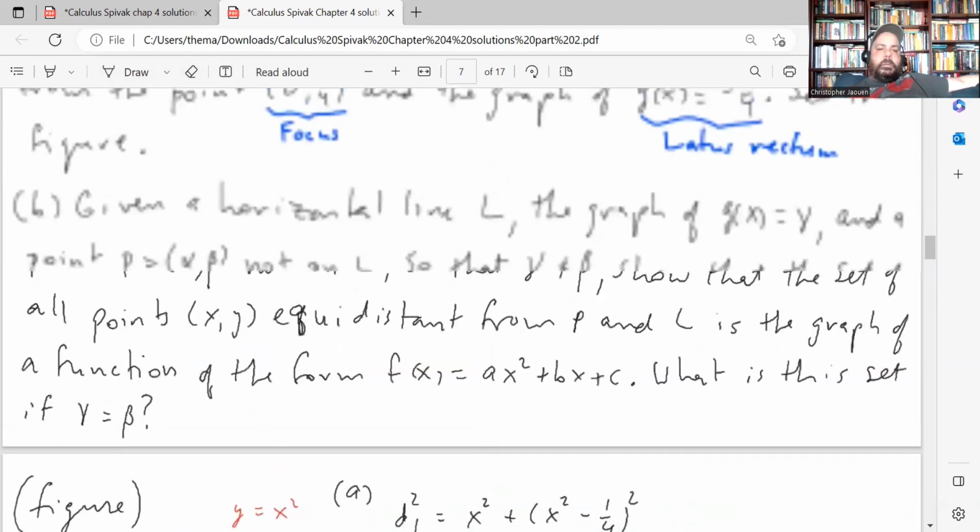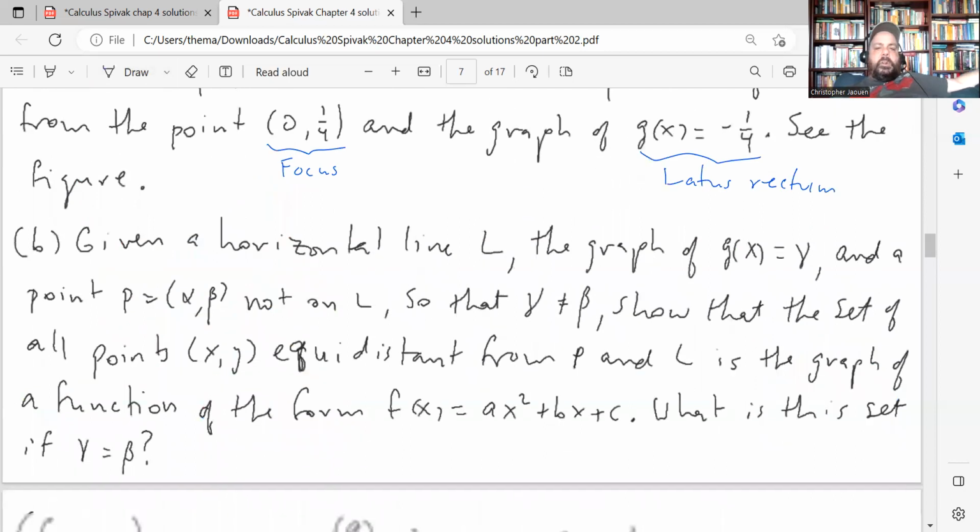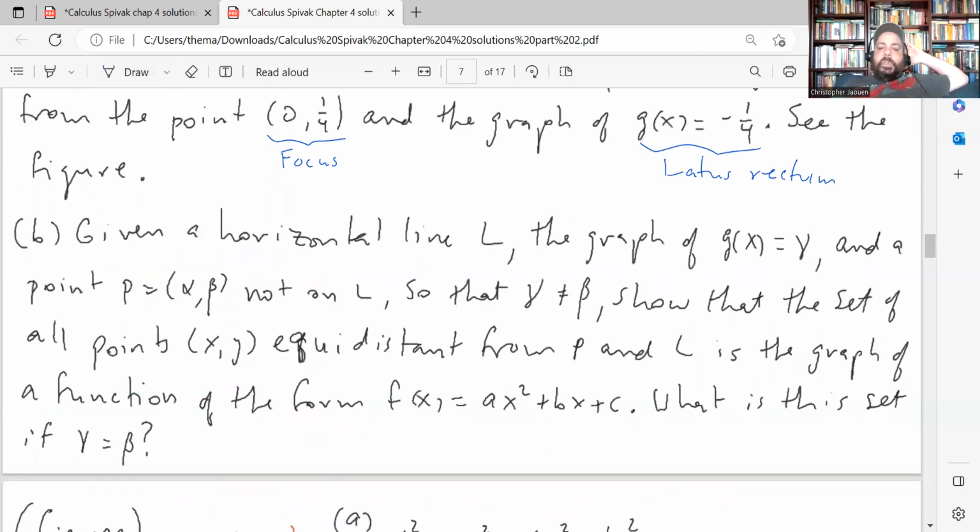Part B, they want us to do this in general. Given a horizontal line L, the graph of g of x equals gamma, and a point P with coordinates alpha, beta, not on L, so that gamma is not beta, show that the set of all points x, y equidistant from P and L is the graph of a quadratic function ax squared plus bx plus c. What is this set if gamma equals beta?